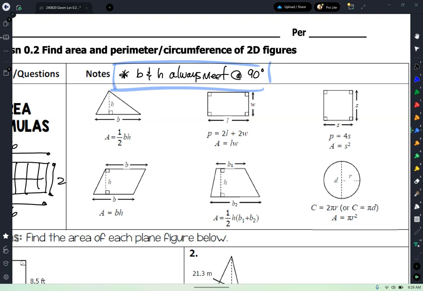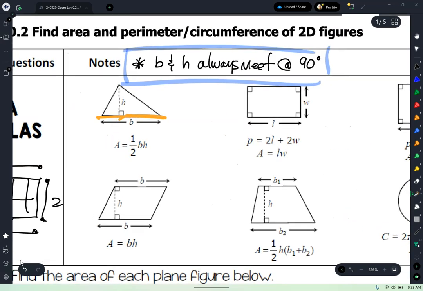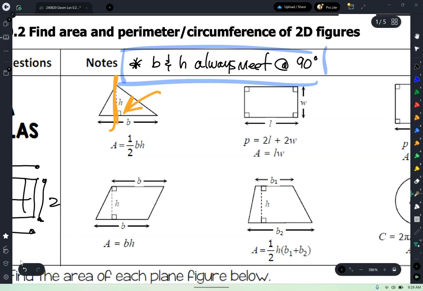So base and height always meet at a 90-degree angle, right? So that's easy here when we're trying to find the area, base and height. We did that really simple, base and height. So check out the triangle. This is your base. This is your height because they meet at 90 degrees. So you're looking for this little square angle marker, right? That tells you the numbers you're going to multiply together. In this case, you cut them in half.